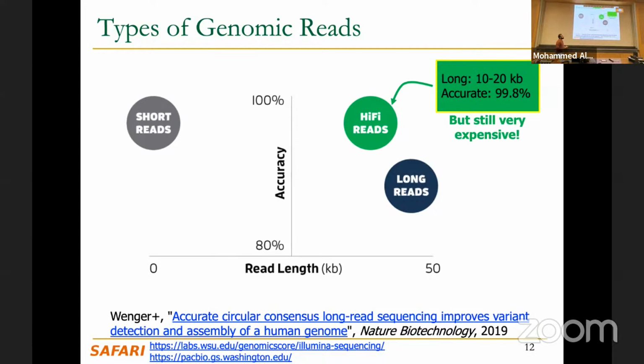Now, PacBio has another type of read that is similar to long reads. We call it CLR. This is CCS or HiFi reads. This is the latest technology in sequencing. It can mix the advantages of being long and the advantages of being accurate. However, the price is still expensive. This is very expensive to have.